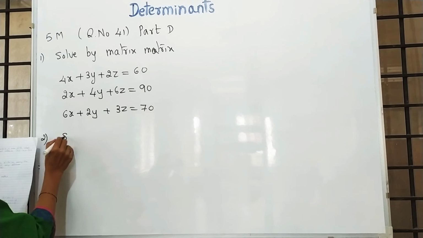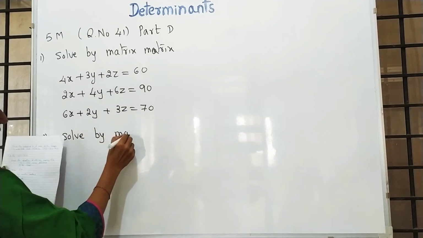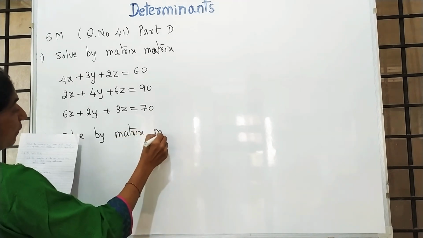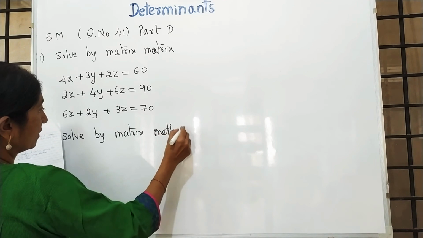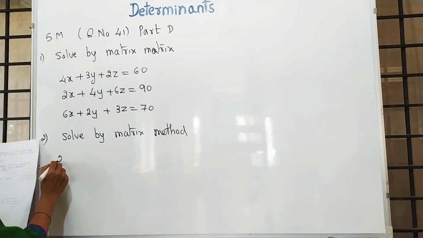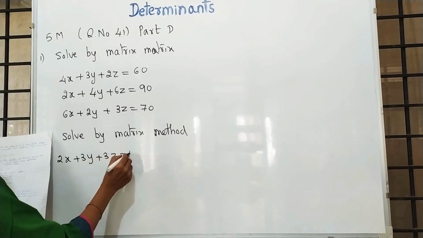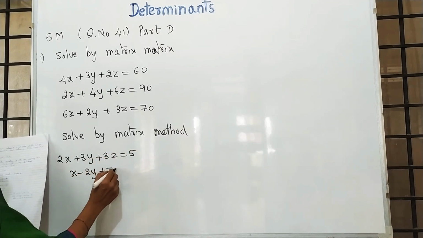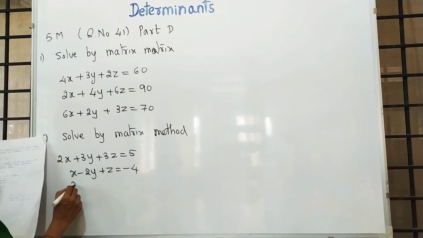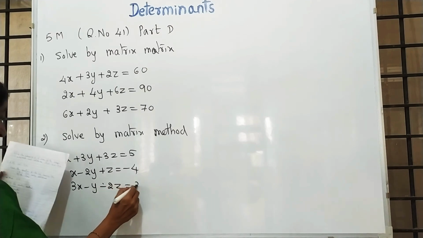Second question. As I told you, one question it is a fixed question, but for your practice I am giving you different equations in the same method. 2x plus 3y plus 3z is equal to 5. x minus 2y plus z is equal to minus 4. 3x minus y minus 2z is equal to 3.